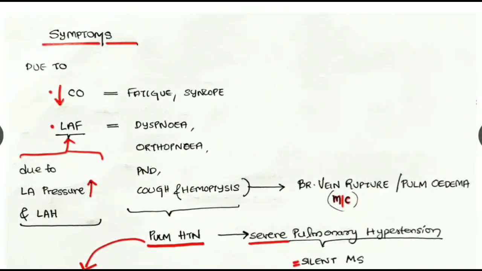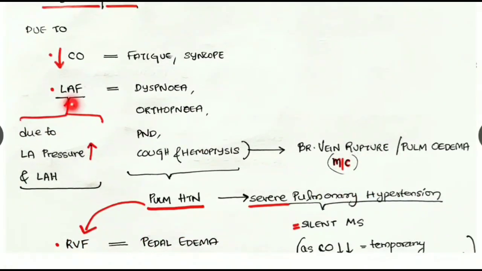Next, we have to look into the symptoms. Symptoms due to reduced cardiac output, there can be fatigue and syncope. Due to left atrial failure, there can be dyspnea, orthopnea, PND, cough and hemoptysis. Why is there left atrial failure? Due to increased left atrial pressure and there occurs left atrial hypertrophy.